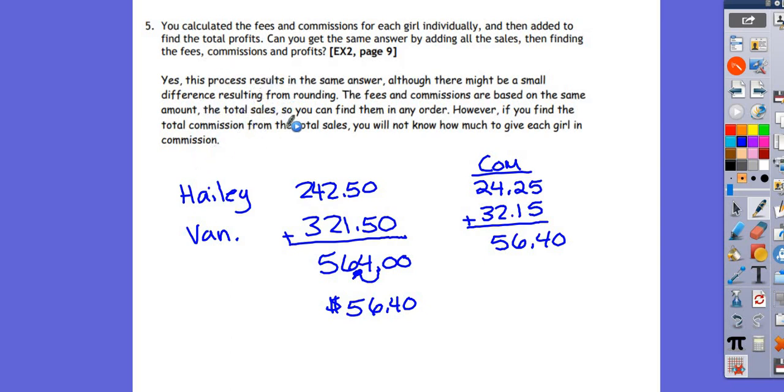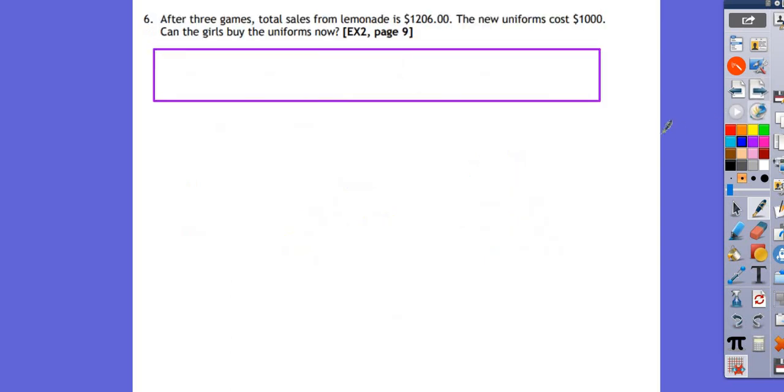So basically all of this is saying it's the same, and we calculated it to prove why they were the same. You don't have to write all of that. All right, let's take a look at number 6.